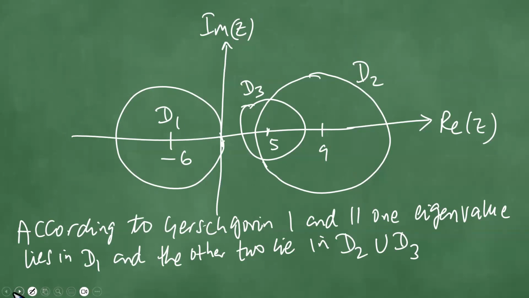What is the meaning of this? Okay, we're concluding, please. What is the meaning of these? Well, it means that the minus 6 is going to lie in disk.